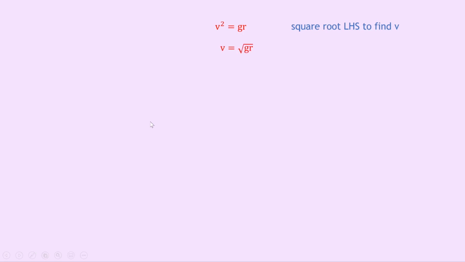So we have that v equals root g times r, which equals root 9.8 times 4 because we're still on Earth, so g is 9.8, and the radius was 4 meters, and this equals 6.26 meters per second once you put it into your calculator.